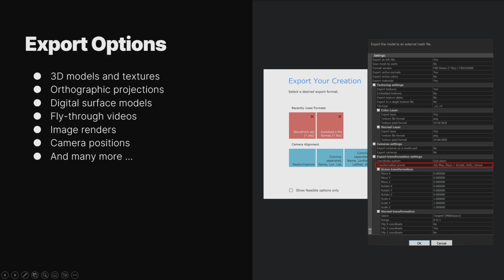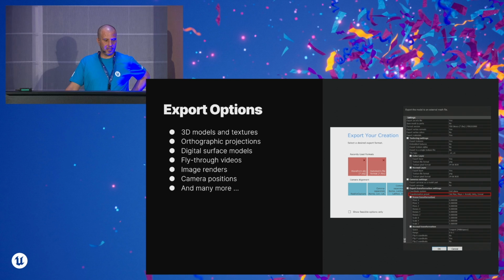Okay, export options. I think we cover most of the normal model types, and also you can export orthographic projections. Fly through videos, we have a little thing where you can keyframe a camera and create a video. And yeah, you can export the XMPs like I was saying earlier.